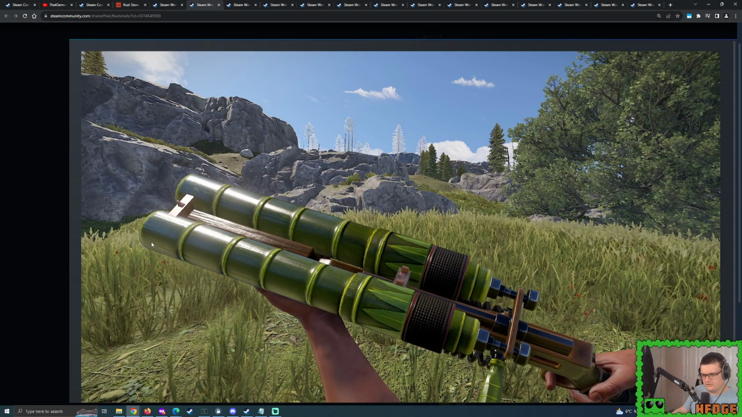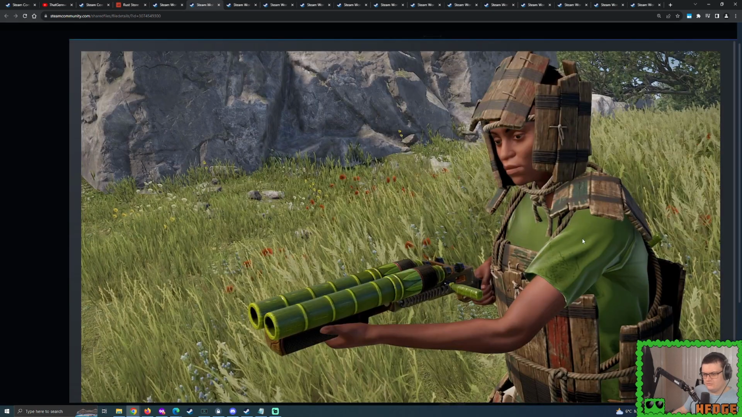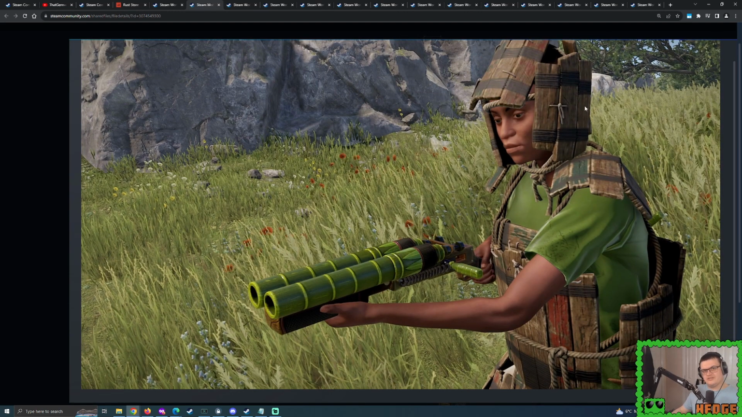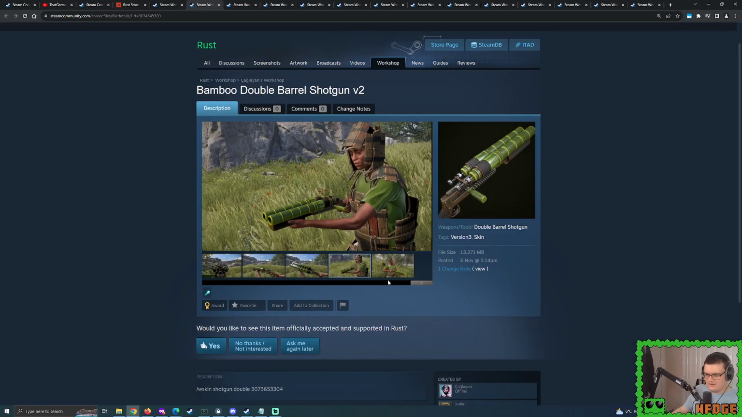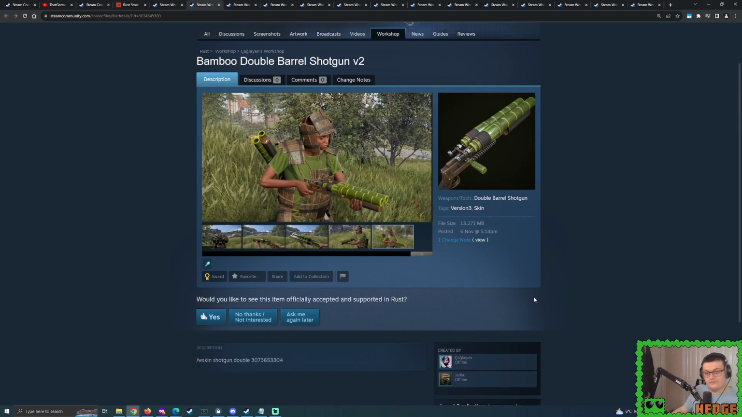Oh, that's got some sheen to it. Oh, that's shiny. Yeah, that's pretty cool. I like that. I wouldn't be surprised if that potentially gets accepted. That's a good looking double barrel shotgun. Perfectly fine gimmick. I think it could work out quite alright. So yeah, best of luck to you too. If you like what you see, please consider voting yes or no.